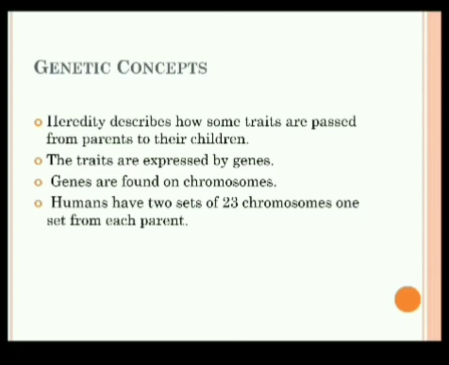So what does that basic concept mean? Heredity describes how some traits are passed from parents to their children. The traits are expressed by genes, which are small sections of DNA that are coded for specific traits. Genes are found on chromosomes. Generally, humans have two sets of 23 chromosomes, one set from each parent.